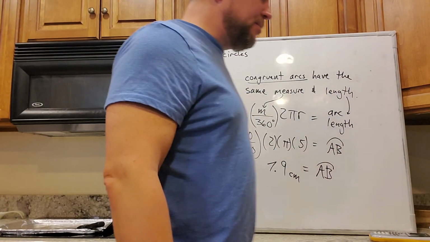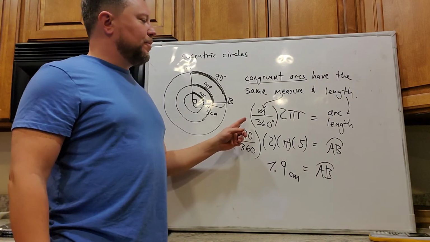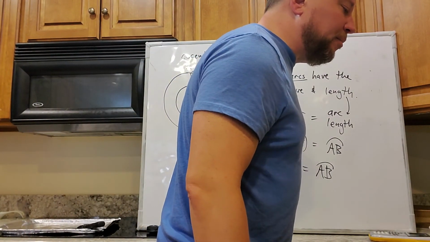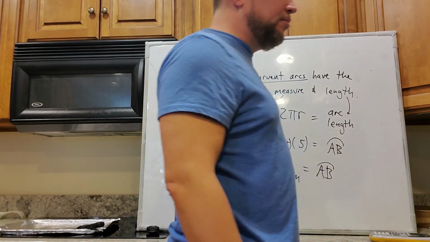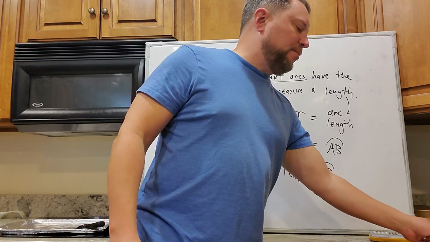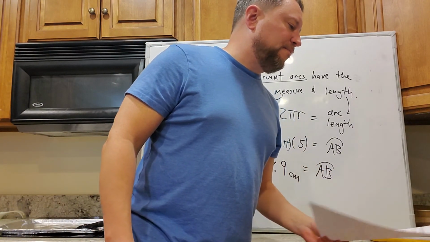I mean, I showed you a formula for arc length, and we talked about different minor and major arcs and semicircles and their measures. So I think that's enough information that you should be able to do your homework in this section.